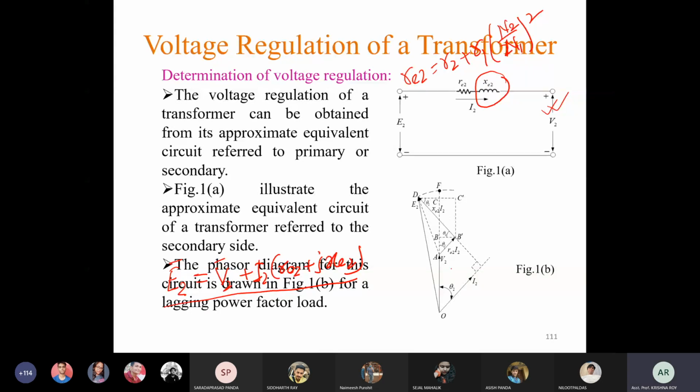Simply this diagram. This is I2, this is V2, this is I2 RE2 which is in parallel with I2, then in quadrature with I2 or I2 RE2 is jI2 XE2, and then join this point and this point, you will get E2. I have drawn some other things also, those are not required just now. Just try to draw the phasor diagram based on this equation or this equivalent circuit. Then we will draw the other things.